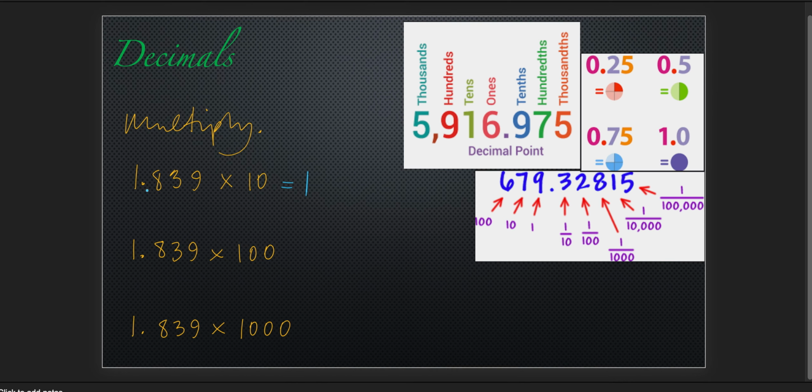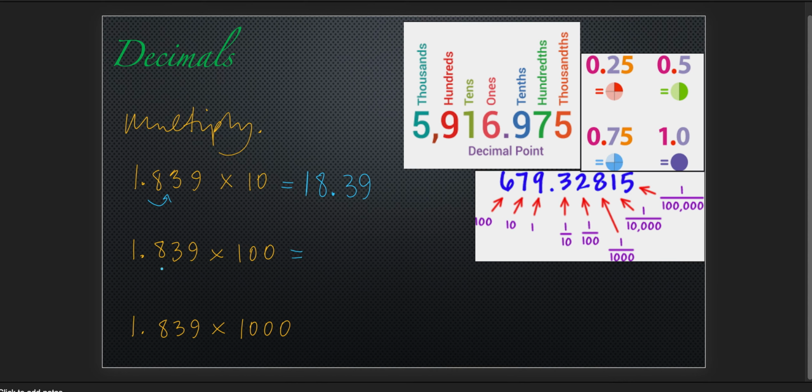What happens when you multiply by 10 is you move the decimal over one place because there's one 0. It's just sort of a trick or a pattern that we've noticed. It's not a trick. There's really no tricks in math. It's just a pattern that we've noticed. So that's going to equal 18.39.